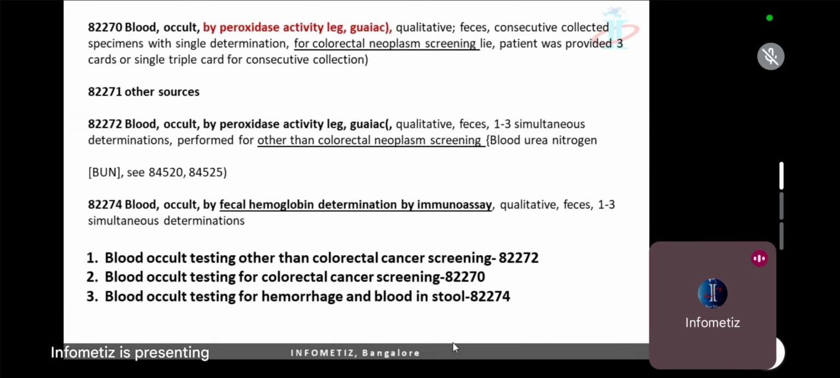Now we are checking the same thing, blood occult in feces by peroxidase activity, but not for colorectal screening, but for any other reason. 82272. Highlight: other than colorectal neoplasm screening.